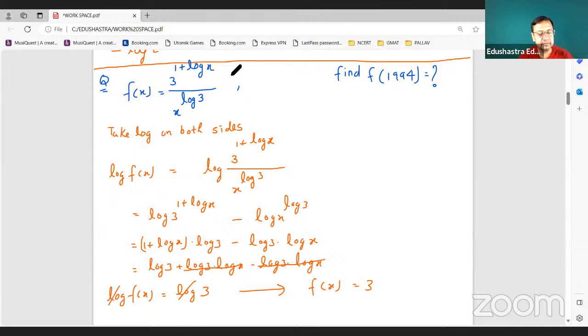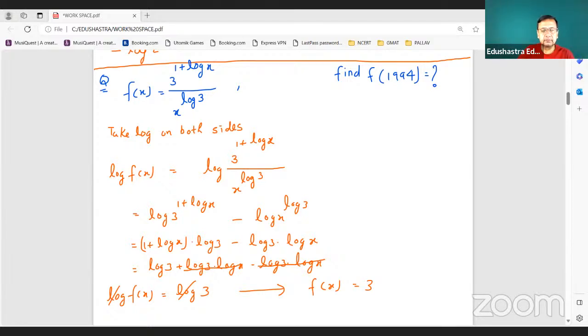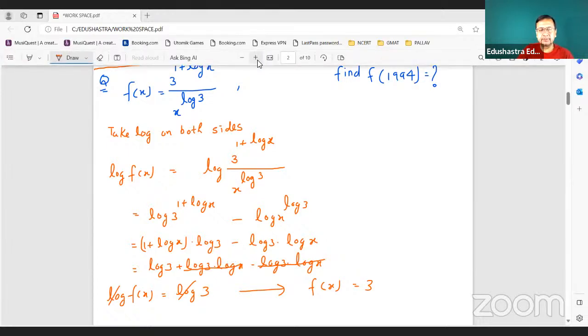Okay. So there are multiple values which can be. Okay, done with this.